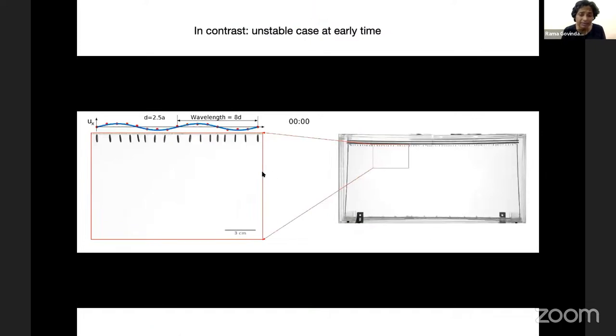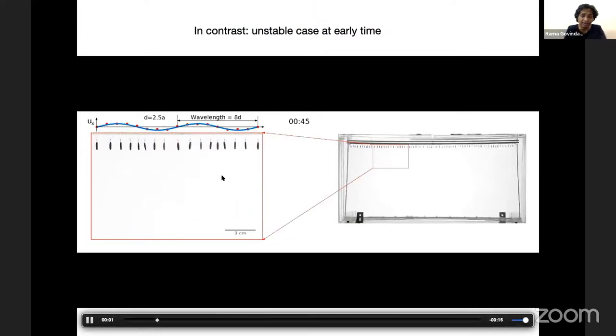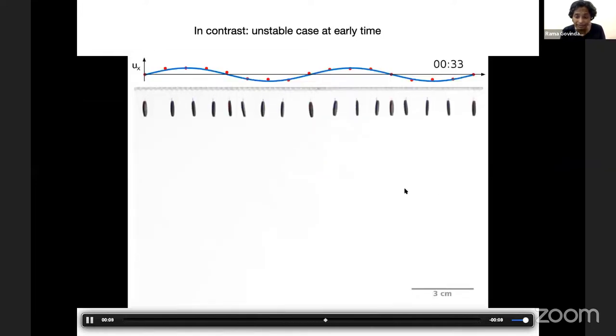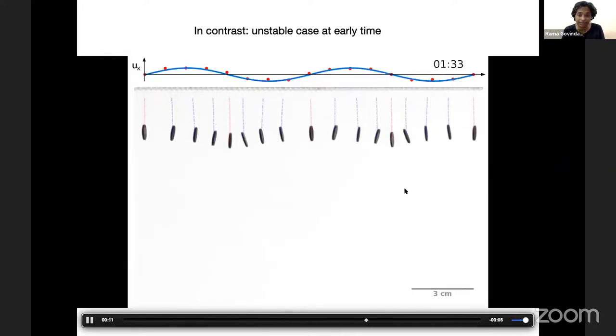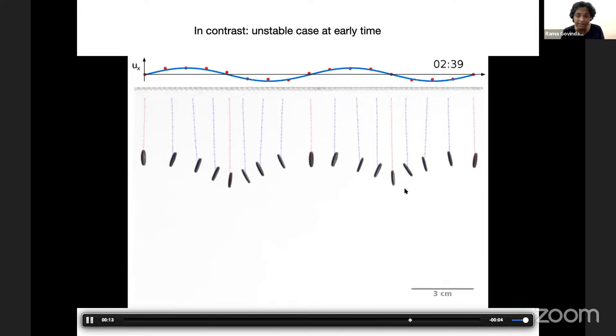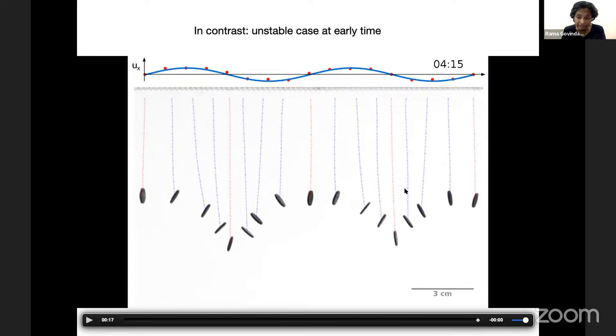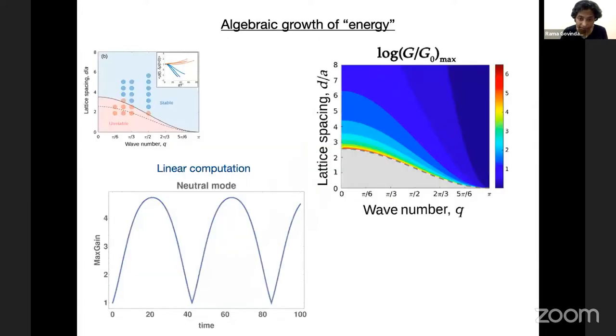And now just to contrast it with the unstable one, you will see that there's a qualitative difference in behavior at early time. So this is the whole tank, the picture of the whole tank, and this is a portion of the tank where you see this very neat. I mean, this is a nice experiment, if I say so myself, or I should give Narayanan the credit.